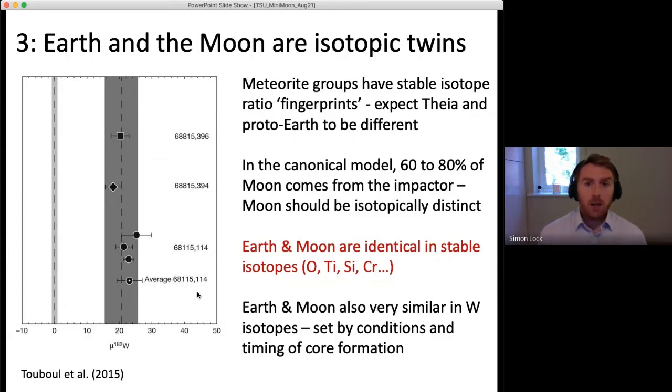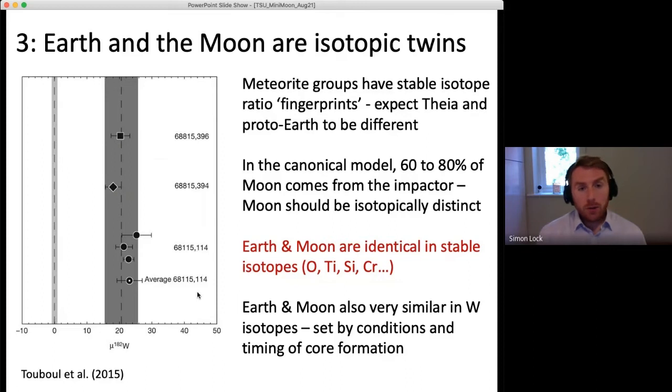radioactive or radiogenic clock of core formation, because tungsten typically goes into the core of bodies during core formation, but the radioactive 182 tungsten is actually produced by decay of 182 hafnium, which likes to stay in the mantles. So depending on when you do your core formation, you end up with a different signature of 182 tungsten in your mantle. But when we look at the Earth and the Moon, we find that the two are very similar.